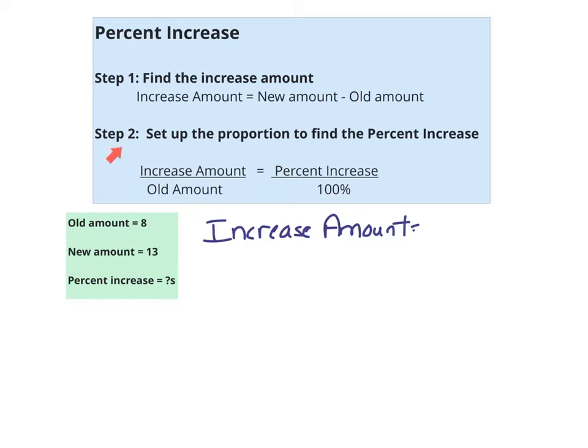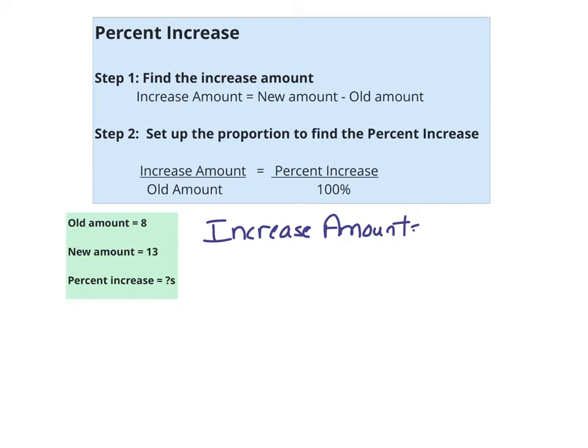The second step, we set up a proportion to find the percent increase. So on one side of my proportion, we're going to put the increase amount that was found in step one. We're going to divide it by the old amount. The unknown is our percent increase, that's what we're looking for, divided by our 100%. So let's start by finding the increase amount.